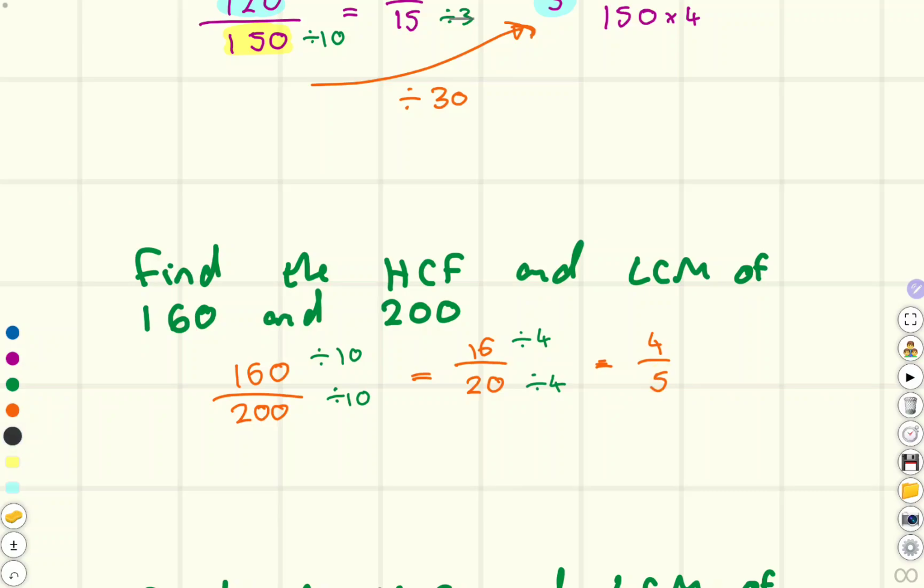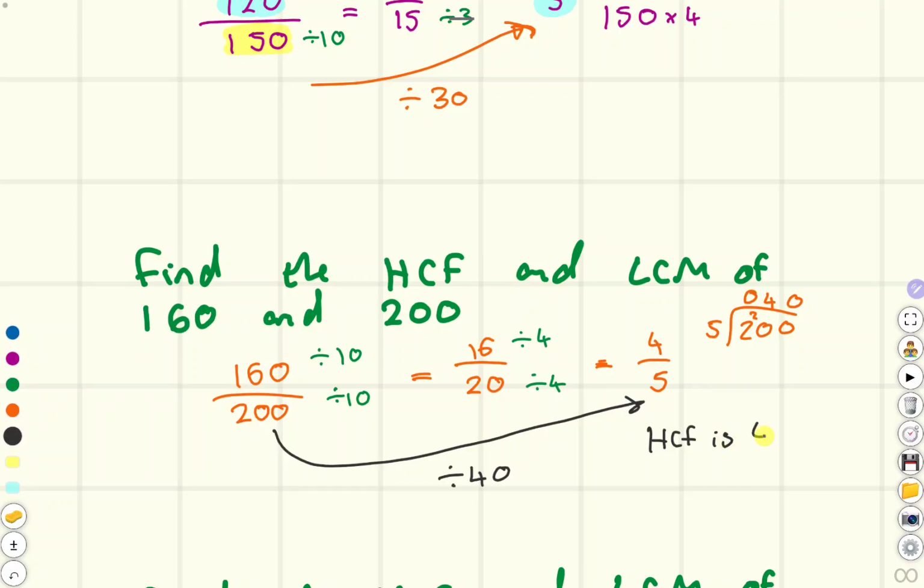And then I need to see what I do to go from 200 to get to 5. So 200 divided by something gives me 5. And you should find out that that is 40. If you're not sure, the way we find it out is with 200 divided by 5, which is what I was doing in my head then. 5 into 2 is 0. 5 into 20 is 4, and then a 0. And that would give us what this division is. So therefore, my HCF is 40.